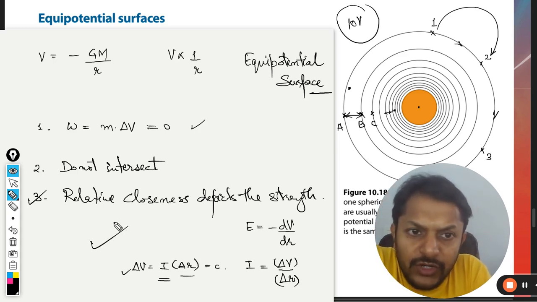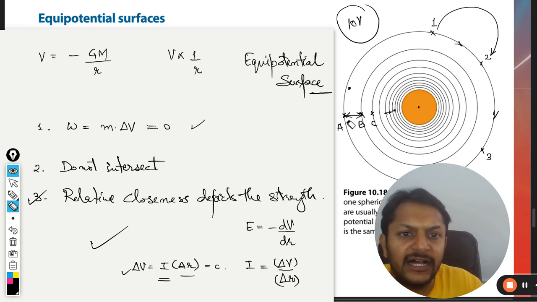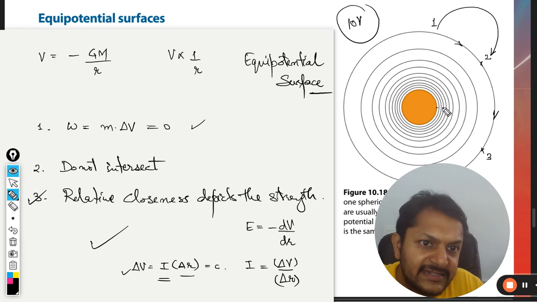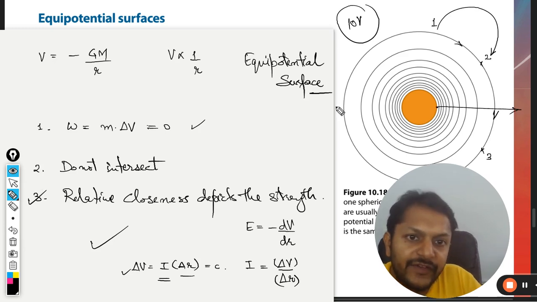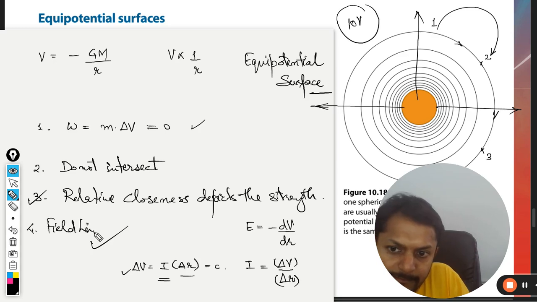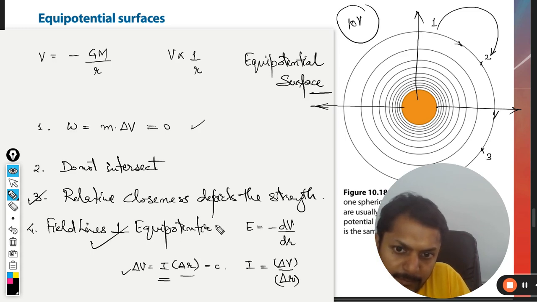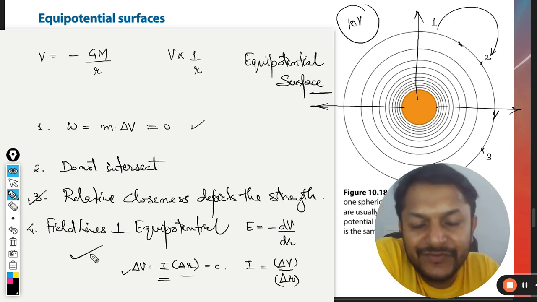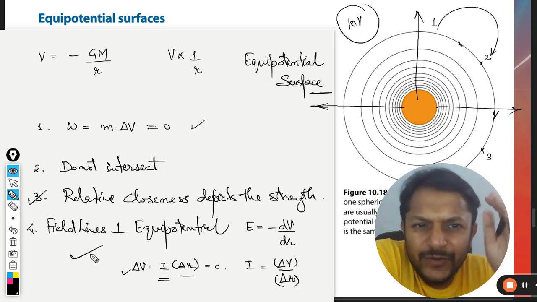What other point you can consider here is that they are always perpendicular to the field lines. Field lines are going to be like this. So the field lines are always perpendicular to equipotential surfaces. Nothing more. It's very easy.